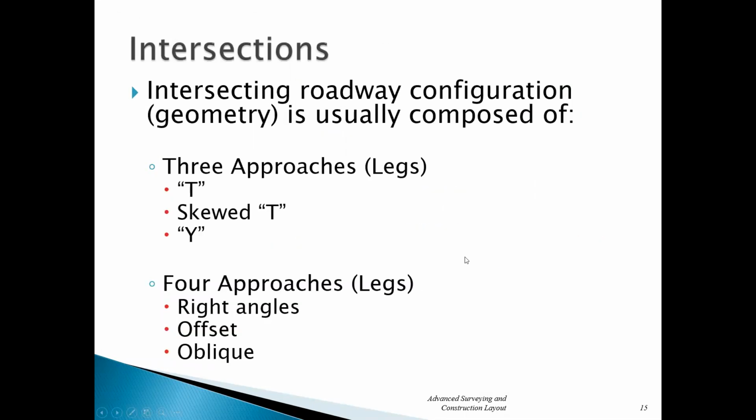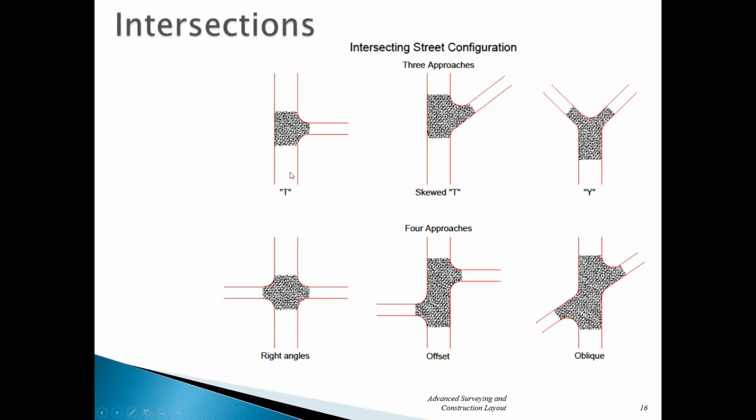So we've got some pictures here that are showing you. Here's your classic T on a 3 approach. Here's your skewed T, and here's your Y. And again, the cross-hatching is showing you what's considered the actual intersection. So if you're doing layout of just the intersection or the design, that's what you're designing right there. Okay, so here's the 4 approaches.